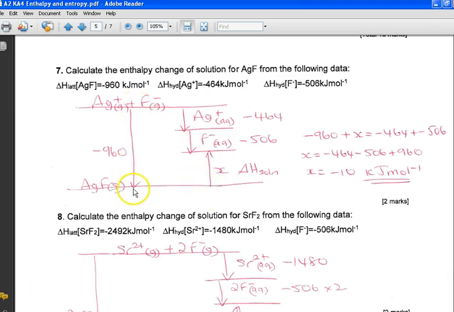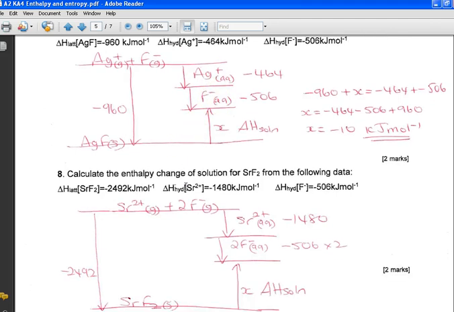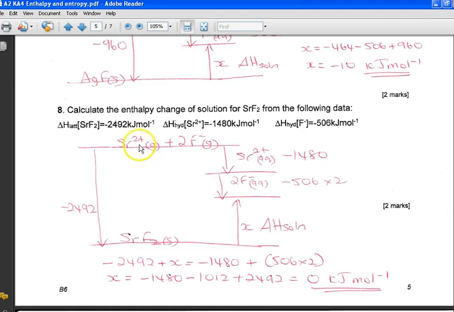Just be careful to check that in any question on solution. You're forming your lattice, you're hydrating the ions, so you've got your ions at the top and your ionic lattice at the bottom. You're going to hydrate the ions, so there's some kind of energy change here, and then dissolving the ionic lattice is the enthalpy change of solution. Once you've drawn this, you're just following the arrows round. So minus 960 plus X is equal to the hydration enthalpies of the ions, and then do the calculation. Exactly the same here; the only difference is that we've got 2 fluoride ions, so you need to multiply the value by 2.